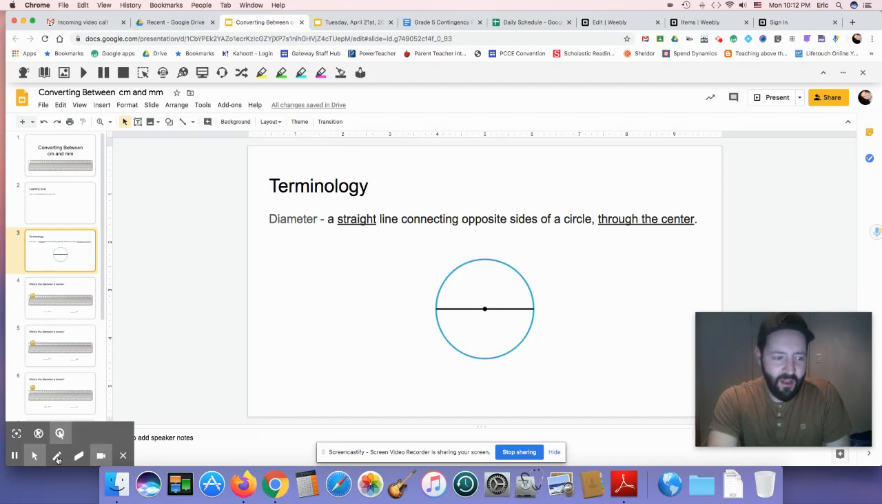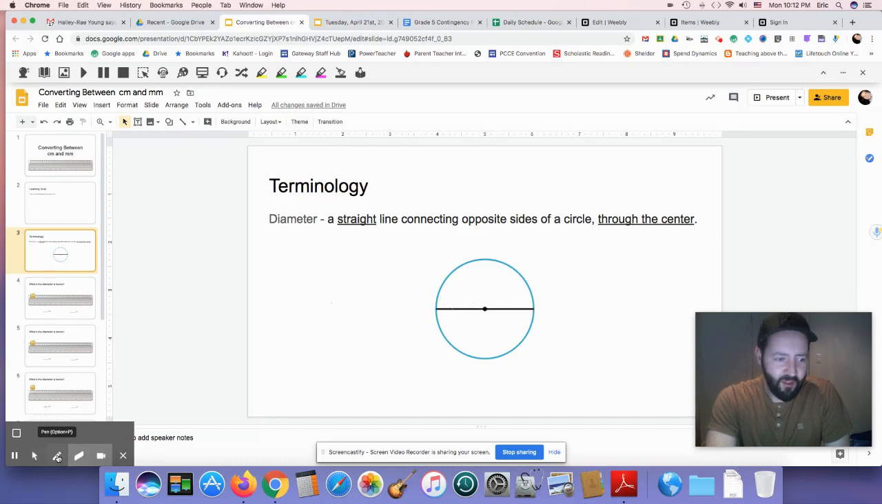Anytime I teach you what a new word is, I'm also going to teach you what it isn't, to help you form an understanding of it. The first thing here is that it must be a straight line. For example, if I drew a curvy line that connected the two opposite sides, that's not a diameter because it's not a straight line. Let's clear that.